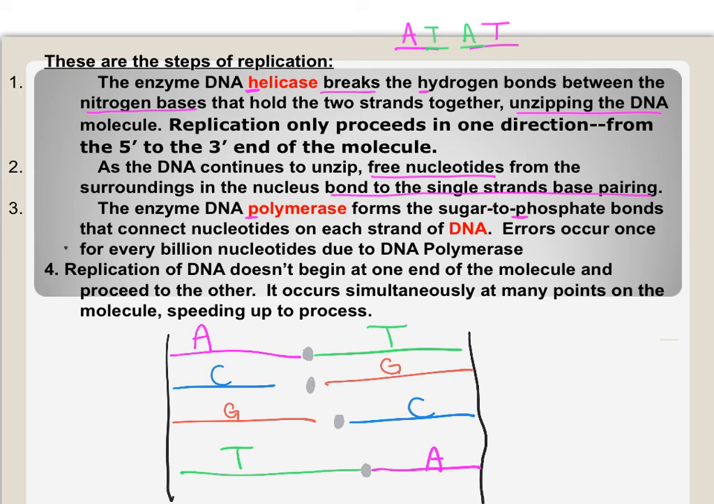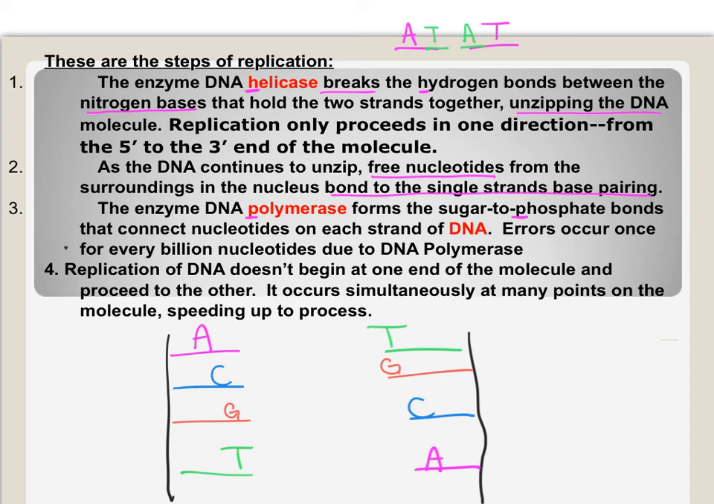So, what's going to happen with replication is, first off, DNA helicase, the enzyme helicase, is going to come along and it's going to break all these hydrogen bonds. Okay, it's going to break all of them. I'm going to make us some space here to do what's next. So helicase broke the hydrogen bonds. Okay, so that was step 1.